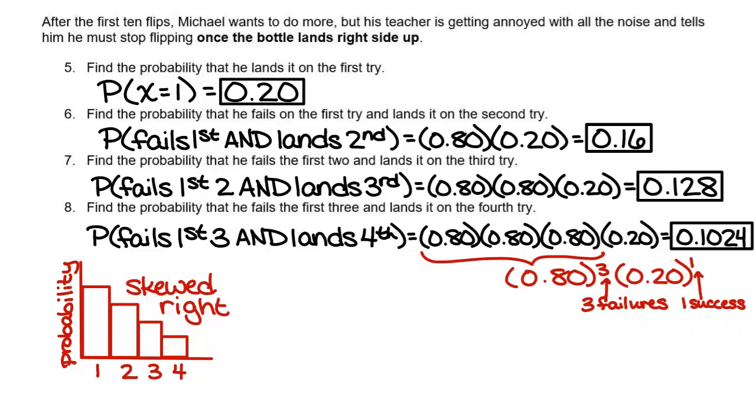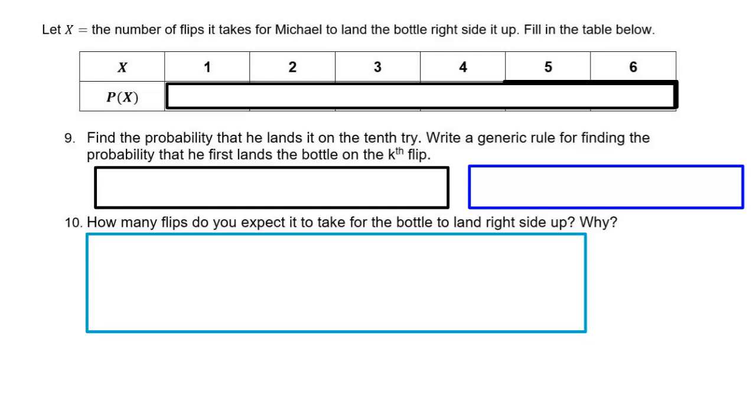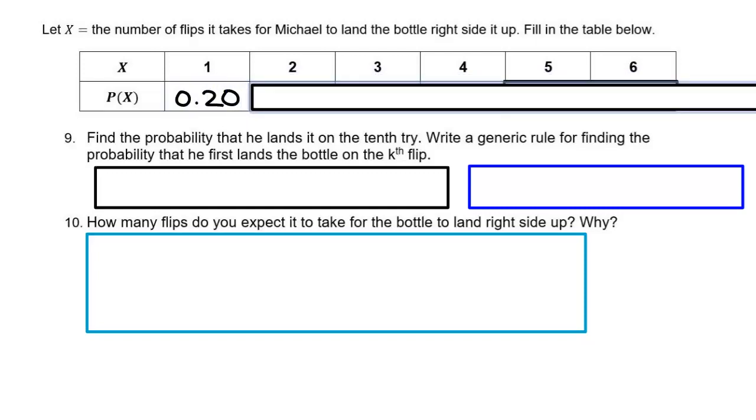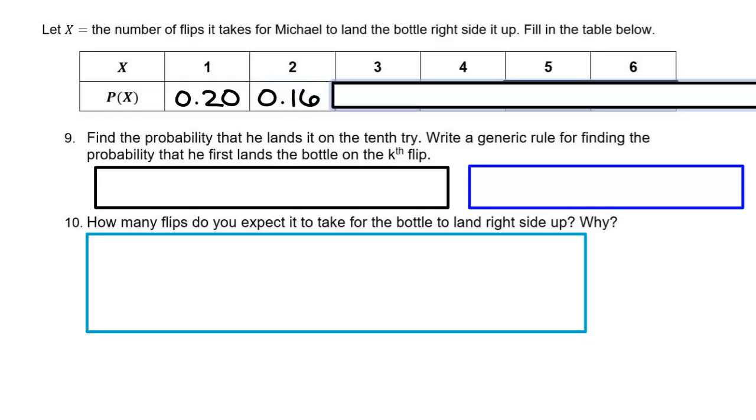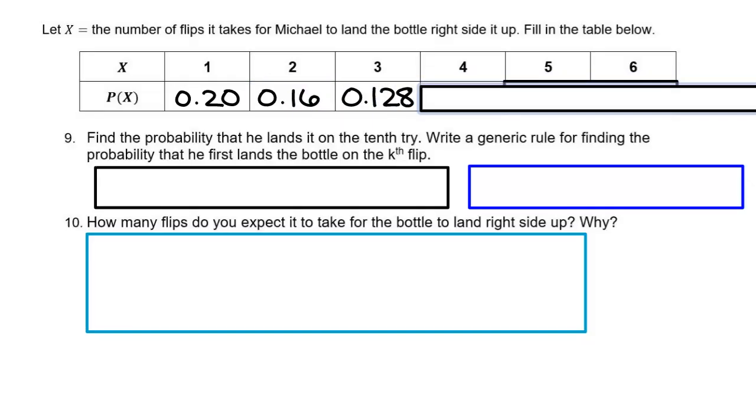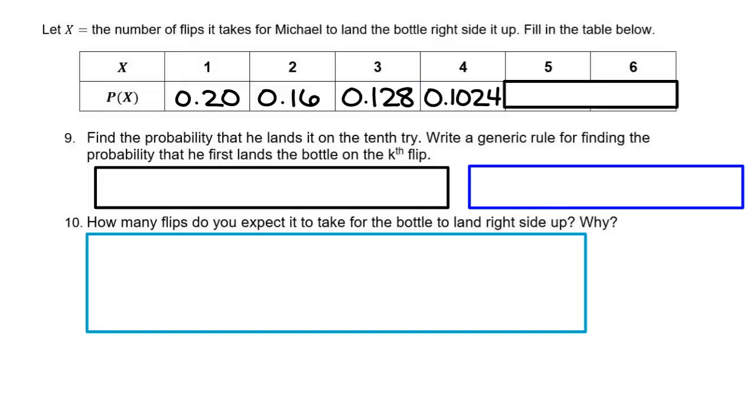All right, so there's a table down underneath number 8. We've already come up with a lot of the numbers that belong in that table. What's the probability he lands it on the first try? 0.20. Second try? 0.16. Third try? 0.128. Fourth try? 0.1024. I want you guys to fill in the rest of this table.